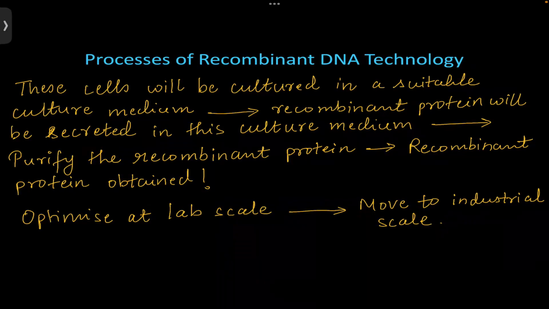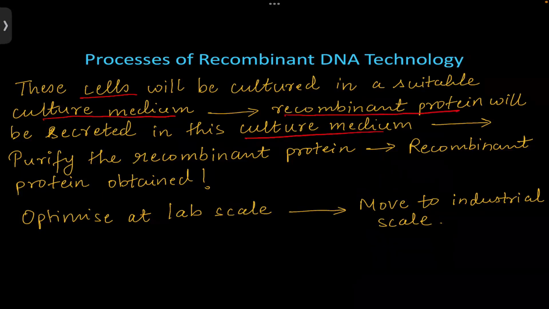First, you need to culture your recombinant cells in a suitable culture medium. Then you need to allow these cells to secrete the recombinant protein in the culture media. Now note, it may happen that the cells are not secreting outside. It may be synthesizing this protein within the cell membrane. So an additional step of breaking down the cell membrane and releasing the cell content outside, and then doing purification, gets added.